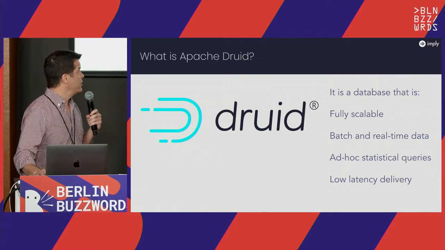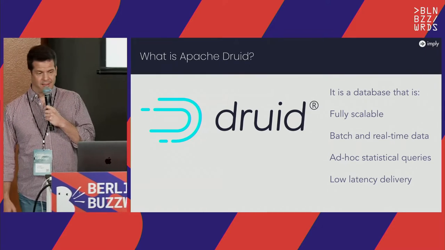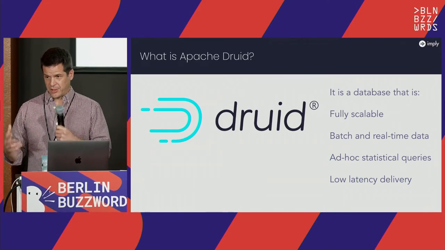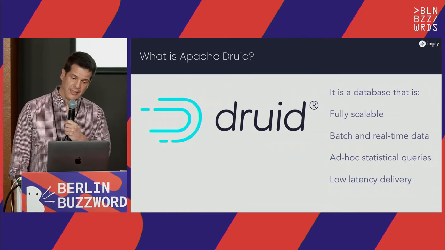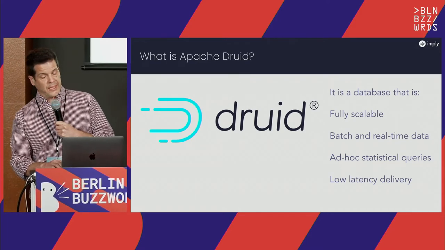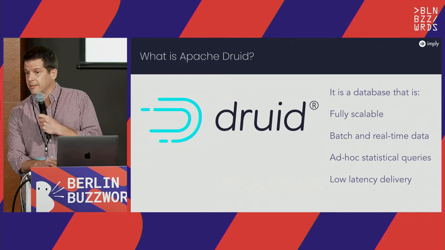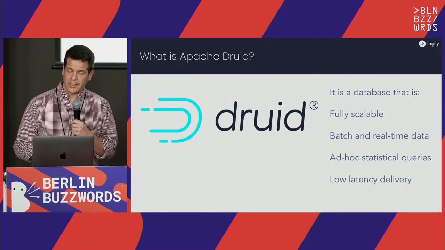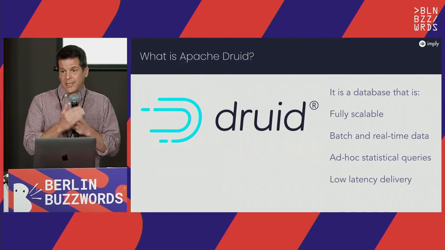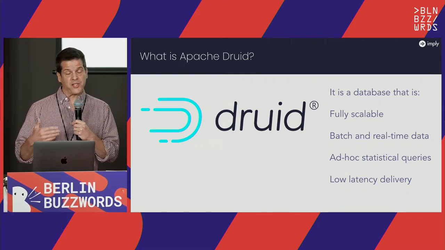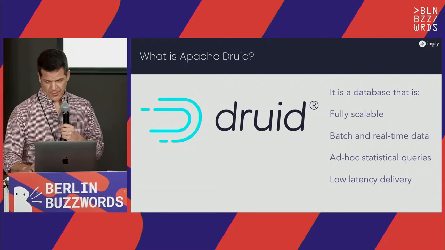So what is Apache Druid? It's a database. It's a database that is fully scalable, both for ingestion and for query. It deals with both batch and real-time data. It provides ad hoc statistical analysis across any dimensions that you put in the data. And it provides low latency delivery in real-time events and really fast response times to queries.